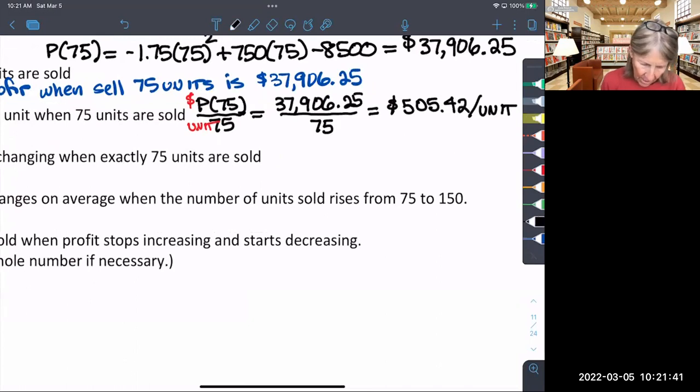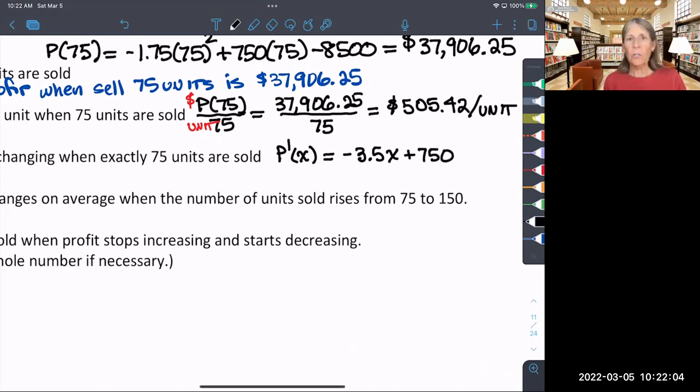All right, so let's start with our derivative. So let's get P prime. Let's get our rate of change of our profit function. So take your profit function and do the derivative. So let's see. 2 times negative 1.75 is negative 3.5, and then lower it by 1, so it'd be x. And then the derivative of 750x is 750. Okay, there's our derivative of our profit function. And then we are going to plug in to that derivative 75. Because it wants, how is it changing when we sell 75 units? So plugging 75 in here.